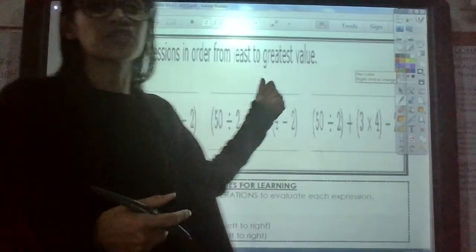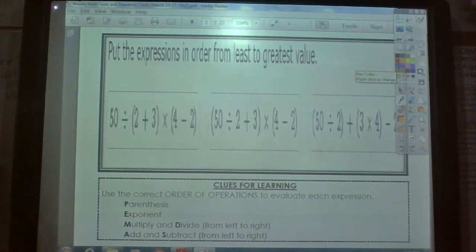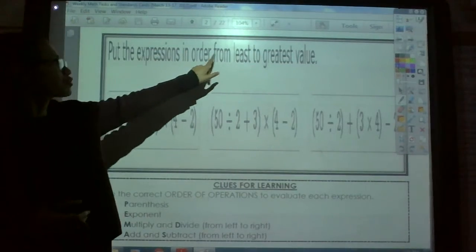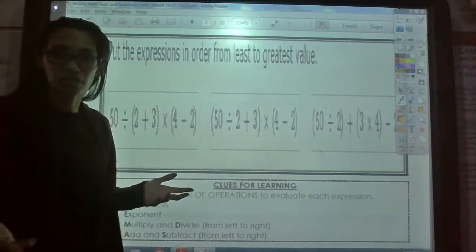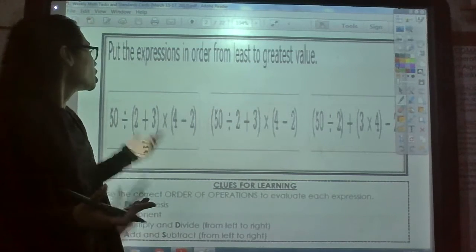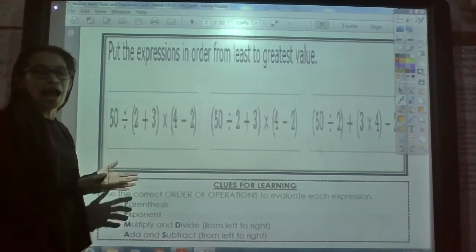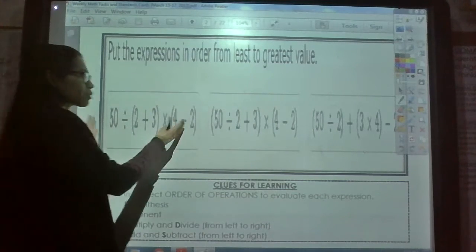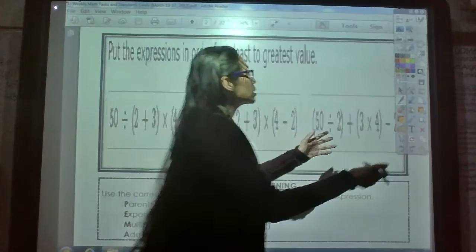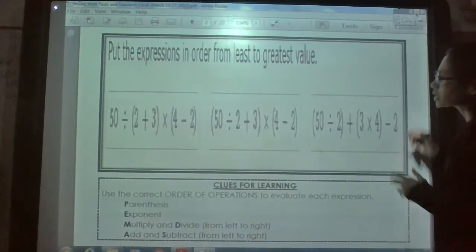All right, so let's read the directions for this task. It says, put the expressions in order from least to greatest value. So read that again. Put the expressions in order from least to greatest value. So here we have how many different expressions? We have 3. Bam, 1, 2, and 3. Let me take that off right there so you can see.